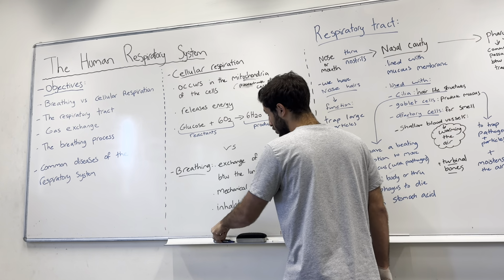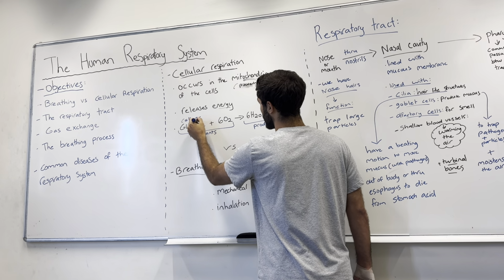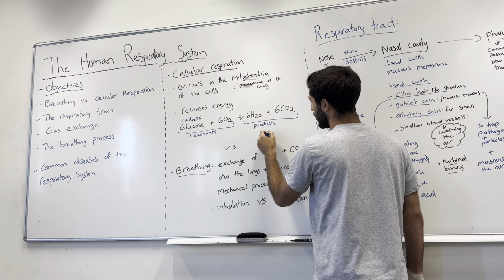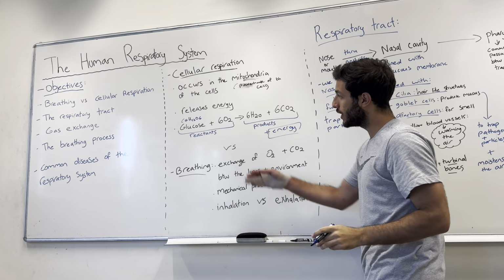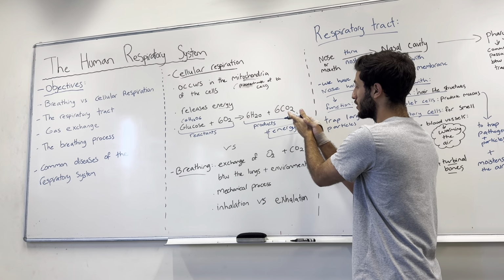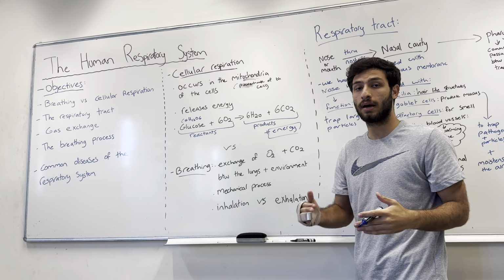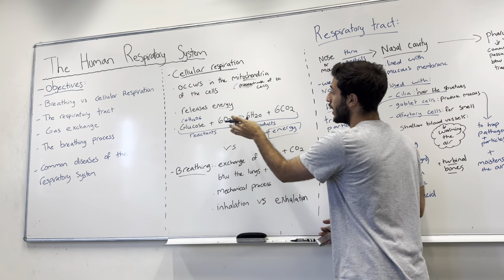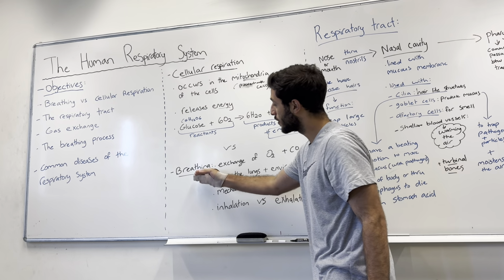It follows this equation. We have glucose, which is C6H12O6, plus oxygen, and we release water, carbon dioxide, and of course energy. So we need oxygen as a reactant, and we have carbon dioxide as a product. An important note is that carbon dioxide is unhealthy if we have it at a high concentration in our blood. So our body wants to excrete CO2 and take in oxygen. How do we do that? That's where breathing comes in.